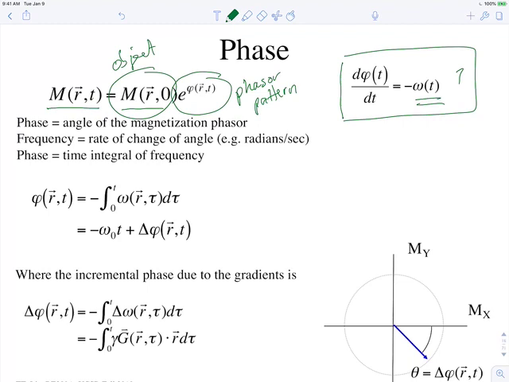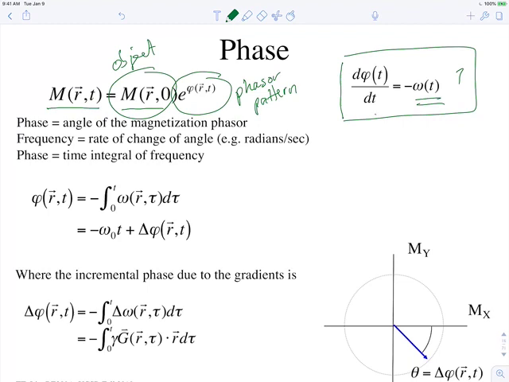Essentially, if my frequency is constant, because it's a negative precession, then my phase just goes in a constant fashion. I'm just linearly increasing my phase. The d phi dt is basically how fast I'm changing the phase. If I increase the frequency, then my d phi dt is going to increase, and I'm going to change my phase much more quickly.